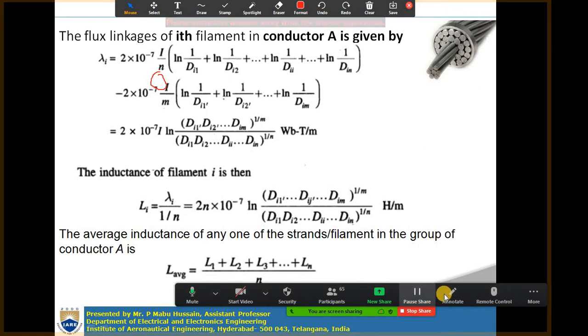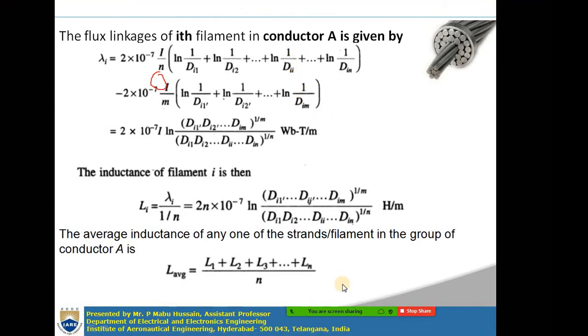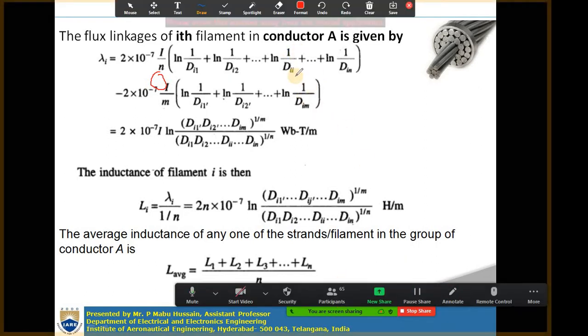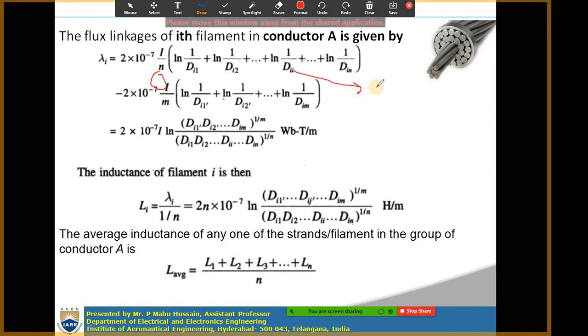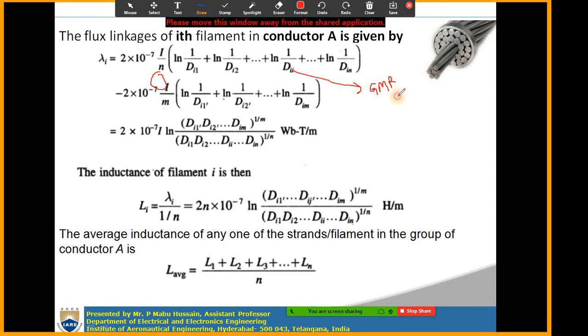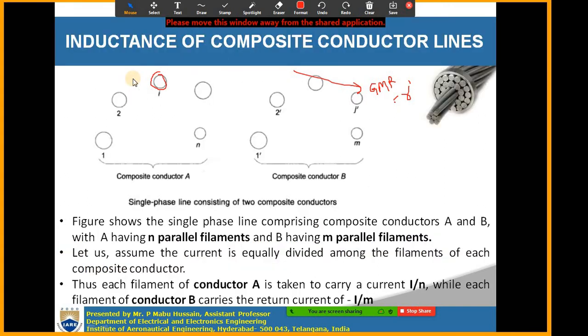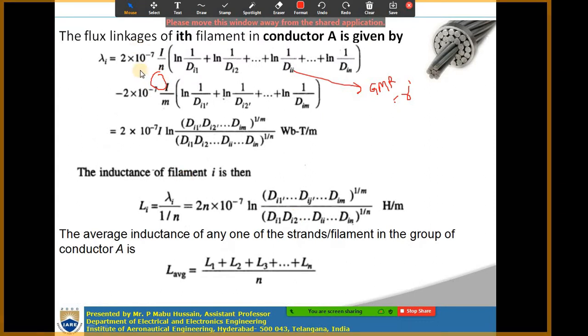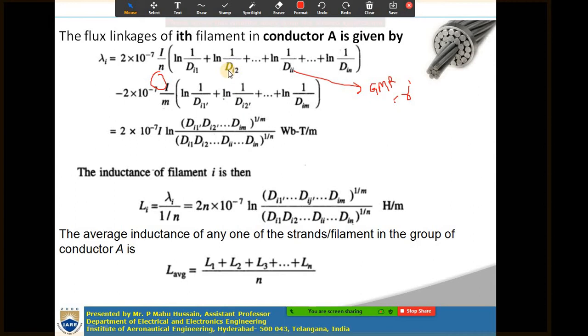So now here dii, you can also call it the geometric mean radius. This dii, the self distance, will be the geometric mean radius, which is r dash, which is equal to 0.7788 times r, right? So now by considering all the strands in conductor A, you can write the flux linkages expression as 2 into 10 power minus 7 I by n, ln 1 by di1 plus ln 1 by di2 plus and so on, ln 1 by din.